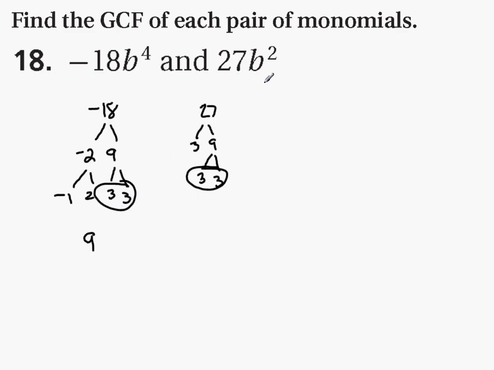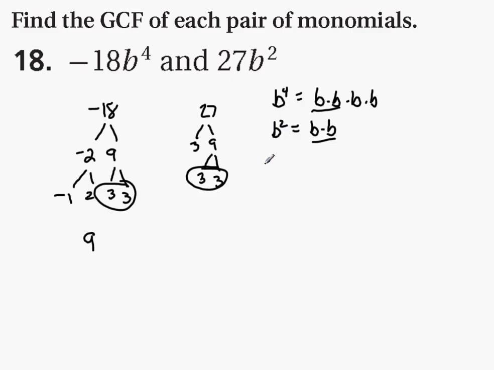And the rule is, if you look at b to the fourth, that's equal to b times b times b times b. B squared is just b times b. So the greatest common factor, b squared, will fit into itself, and it'll fit into b to the fourth twice. So my greatest common factor is, in fact, the variable with the smallest exponent.